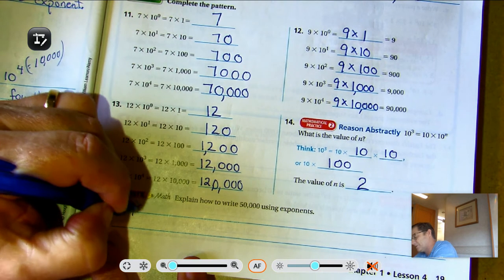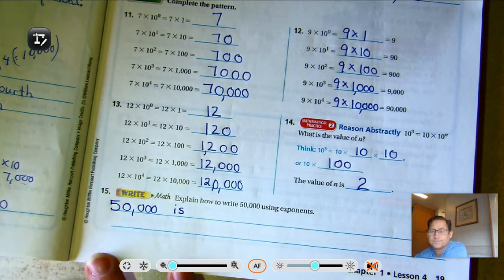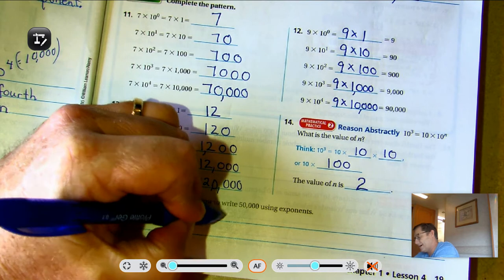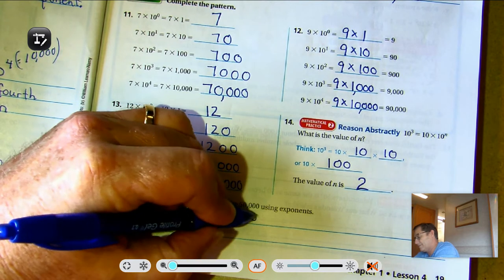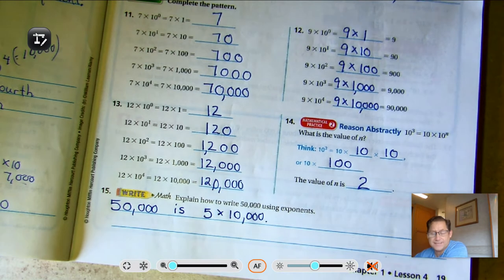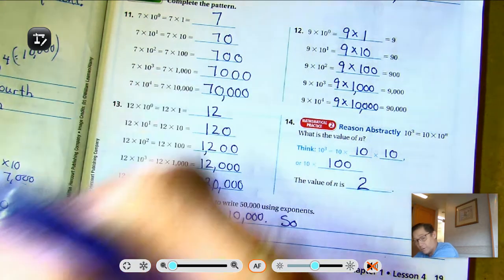15. Explain how to write 50,000 using exponents. Well, what is 50,000? 50,000 is 5 times 10,000, right? So how can we write 10,000 as an exponent, or as a power of 10?